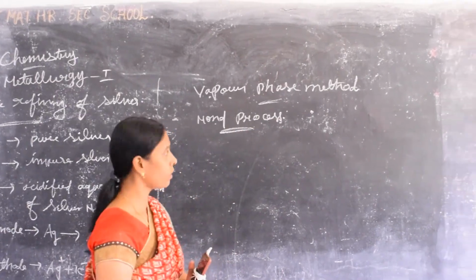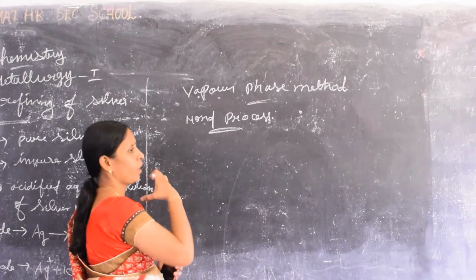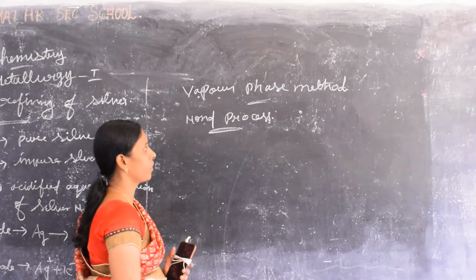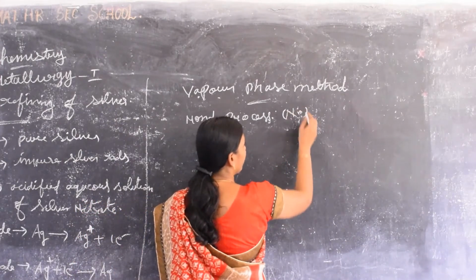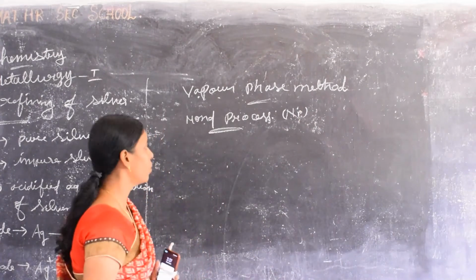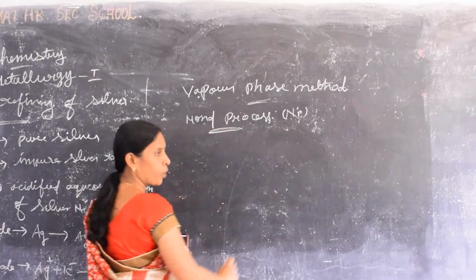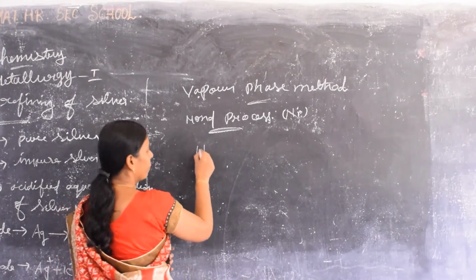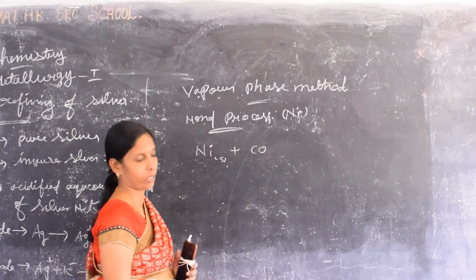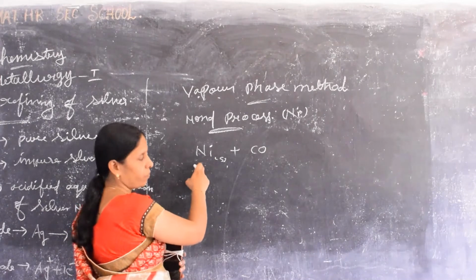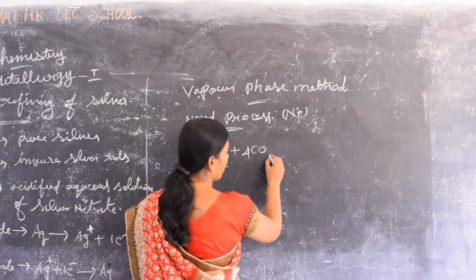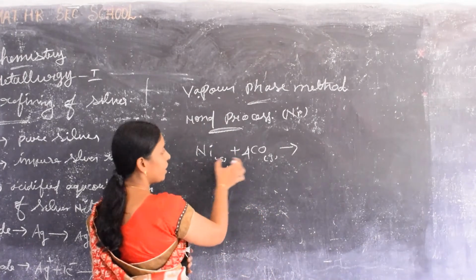In the Mond process, crude metal is heated with carbon monoxide. This reaction is for nickel. So this Mond process is for nickel metal. The impure nickel is treated with a stream of carbon monoxide, which is a gas, to form nickel tetracarbonyl.